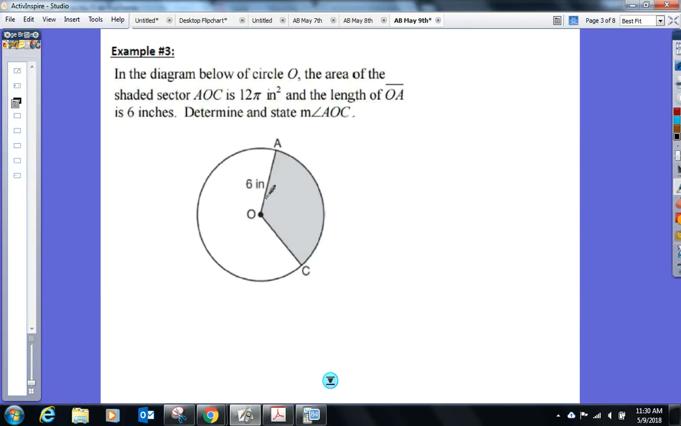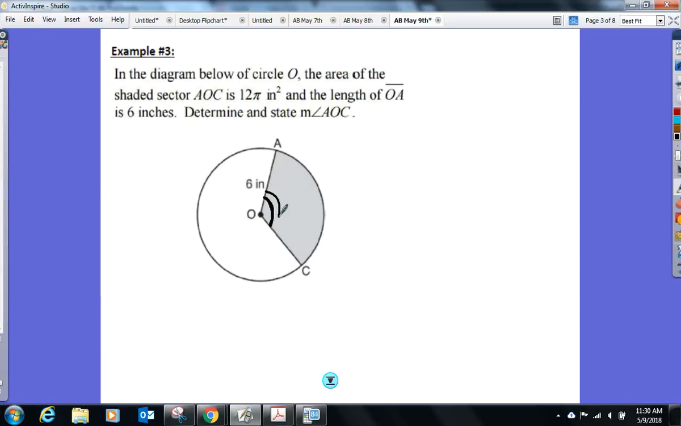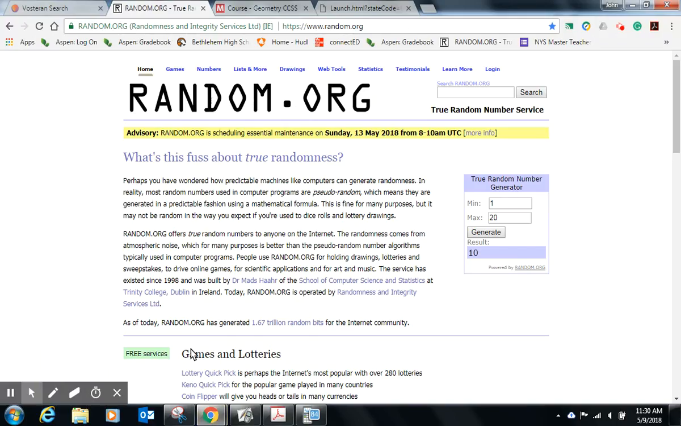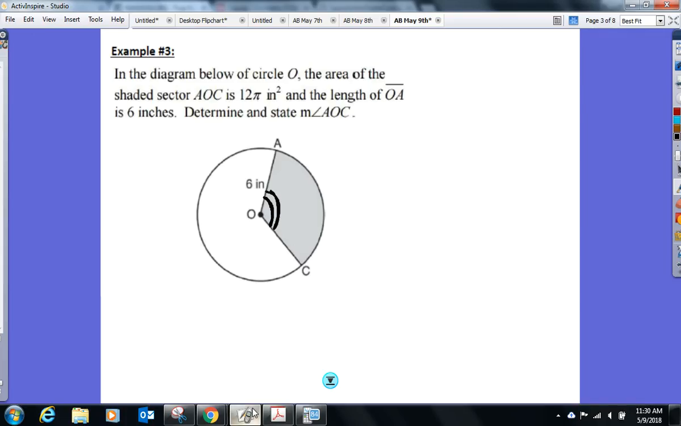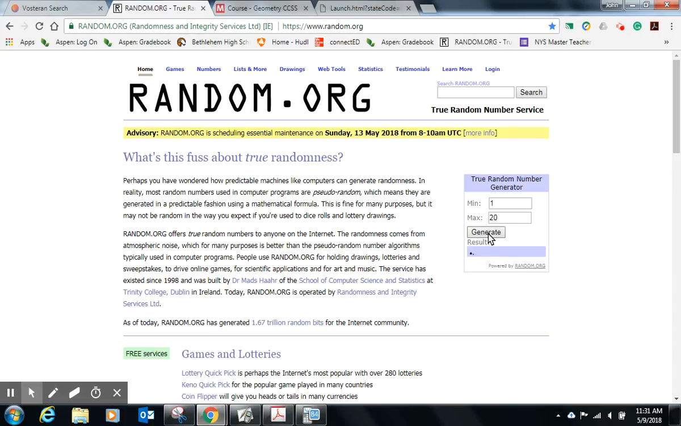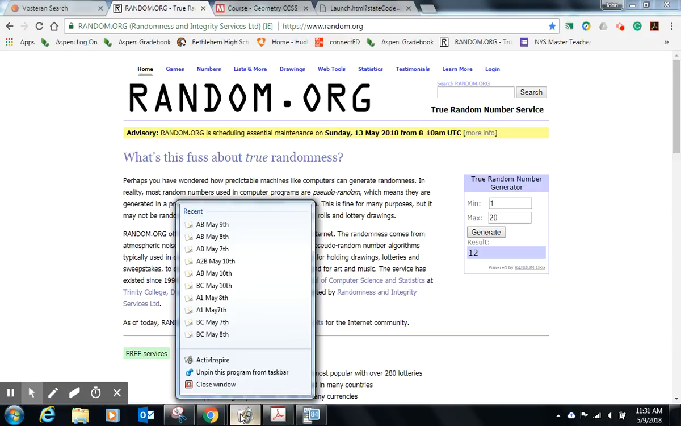What's the measure of angle AOC? What's the 12 pi? That's the area of the sector. So 12 pi is equal to, here we go, measure of the arc. Do I know the central angle or the measure of the arc? Nope. So I'm just going to pop the x there over 360 times, what's the rest of the formula?